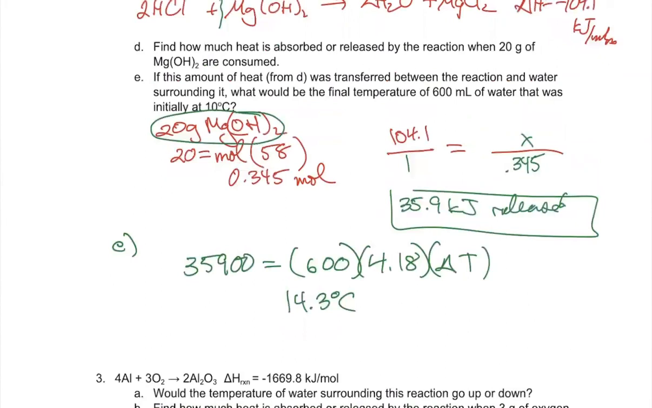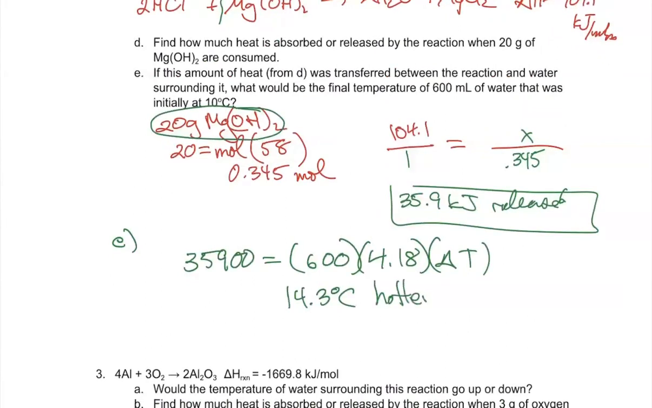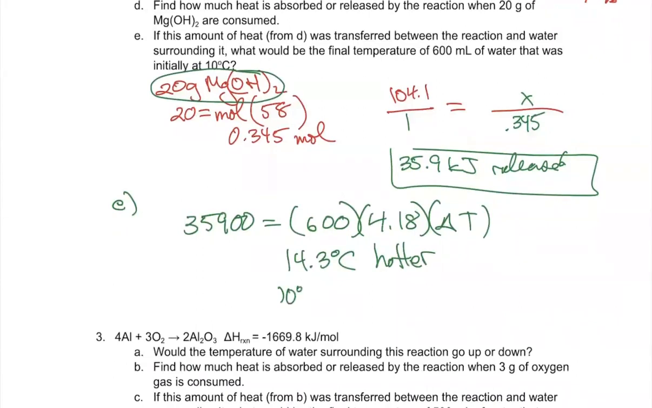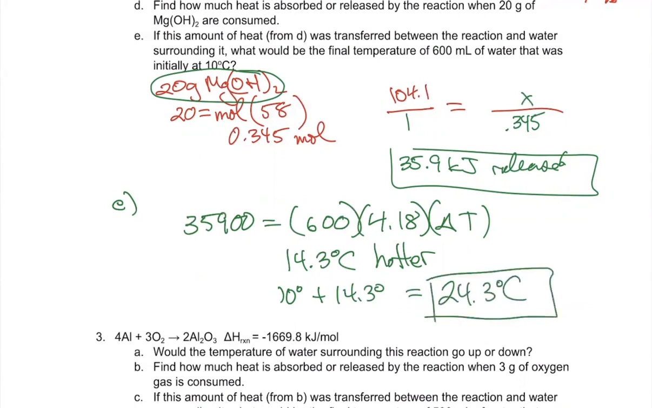Once again, because it's an exothermic reaction, I know the water's getting hotter. If I start at 10 and I get 14.3 degrees hotter, it'll give me a final temperature of 24.3 degrees Celsius. Make sure you're putting units on the answers to your questions.